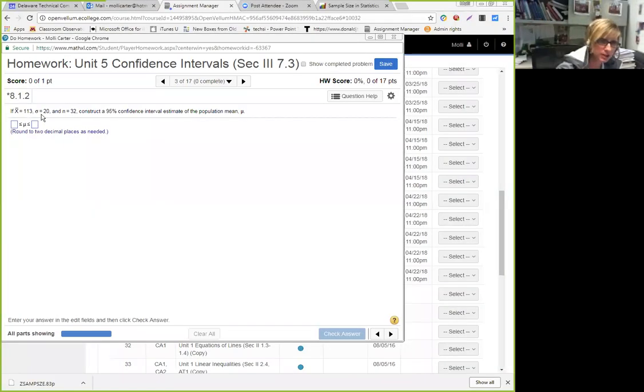Last item that we're going to go over. X bar is 113, sigma is 20, n is 32. Construct a 95% confidence interval. So let me stop sharing. I want you to watch this on the graphing calculator.